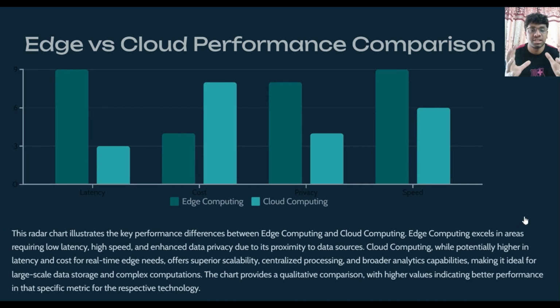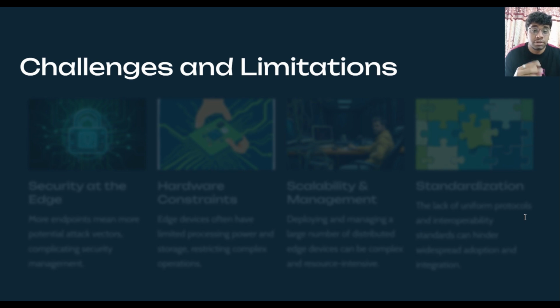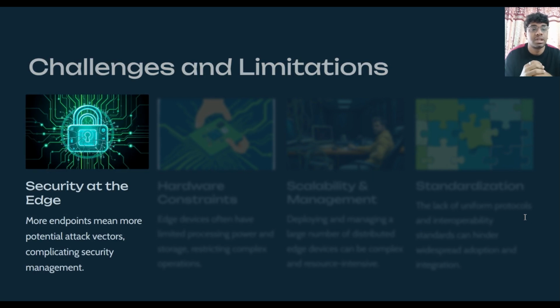Because they are large in scale, they can process a lot of data compared to edge. Edge gives us quickness, speed and privacy. Cloud gives us scalability and heavy analytics. So the takeaway from this: use edge computing for real-time and sensitive operations, and cloud for big and complex workloads.